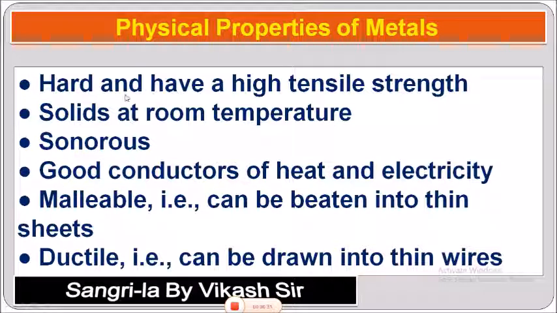For example, we have already studied the properties of metal, that is metal is hard and has a high tensile strength, and generally metals are solid at room temperature, metals are sonorous, metals are good conductors of heat and electricity, metals are malleable and can be beaten into a thin sheet. Metal also has a ductile nature. Due to this nature, metals can be drawn into a thin wire.